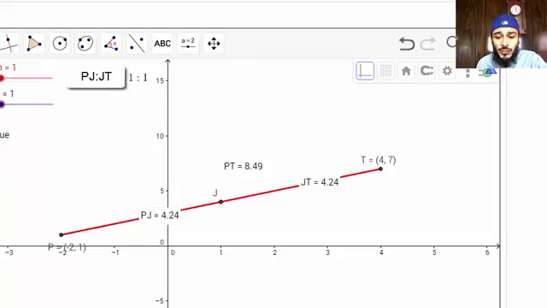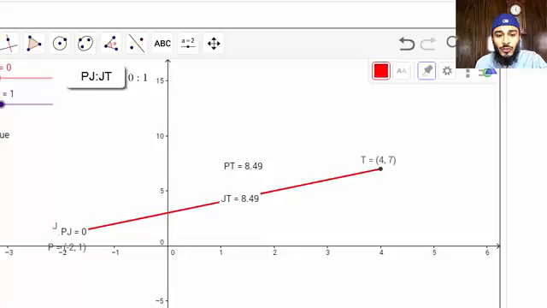But the question says that they would like me to find the point J such that the ratio of PJ to JT would be 2 to 1. So I'm just gonna play with this a little bit, just move it around. Here it is in a 2 to 1 ratio, and you could tell that's 2 to 1, right? 5.66 to 2.83. 5.66 is approximately twice 2.83. Some of these numbers are rounded off, so they're not going to be exact. But you could see the point that I'm trying to make here.